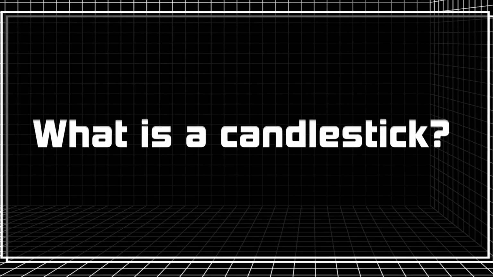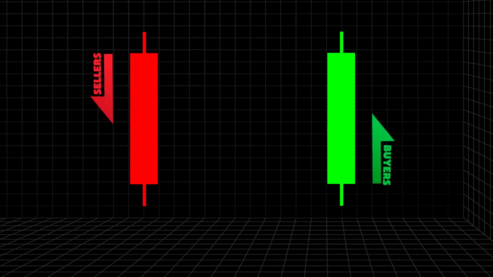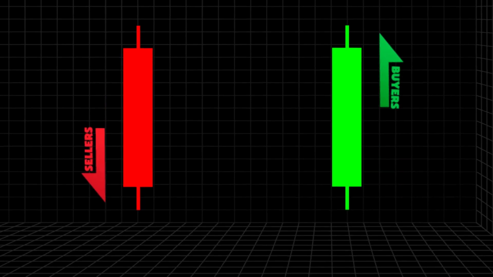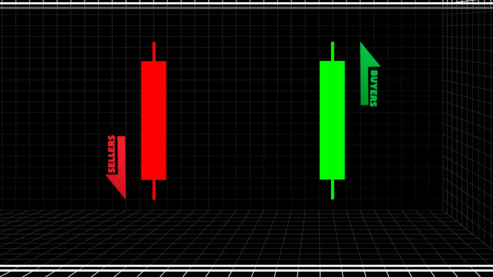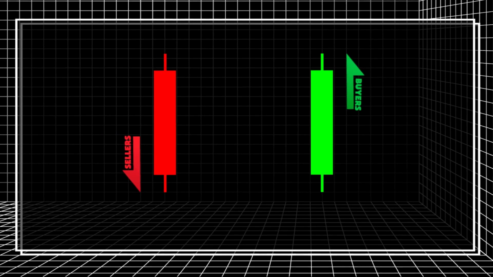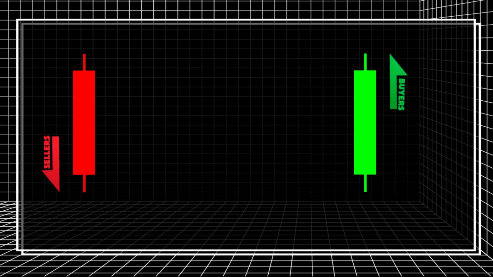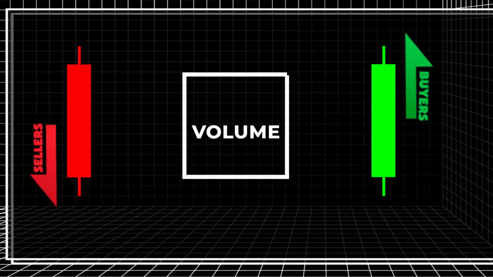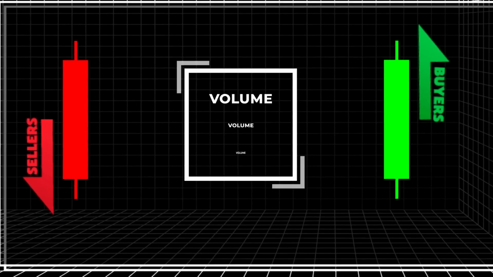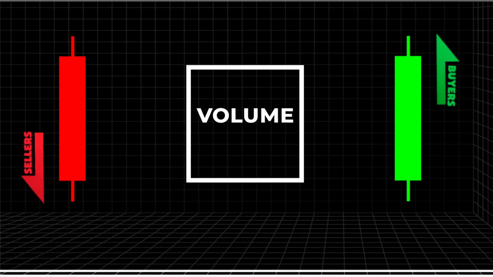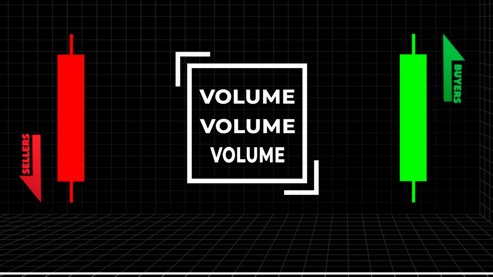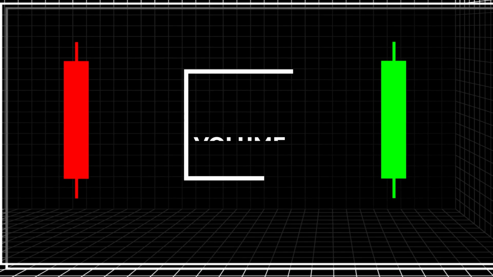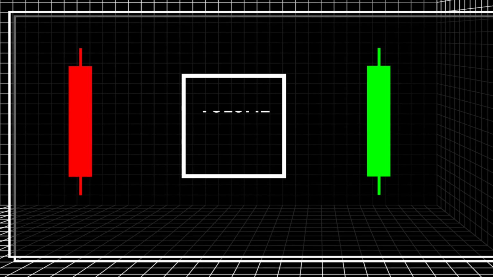What is a candlestick? A candlestick reflects what buyers and sellers are doing in the market. It shows how they push prices around and in which direction that movement is happening. But looking at candlesticks alone doesn't reveal the true strength behind those moves. That's why combining candlestick analysis with trading volume is so important. Candlesticks tell us who's in control, buyers or sellers, but they don't show how strong that control really is. When we bring volume into the picture, we start to see the real power behind each price move.